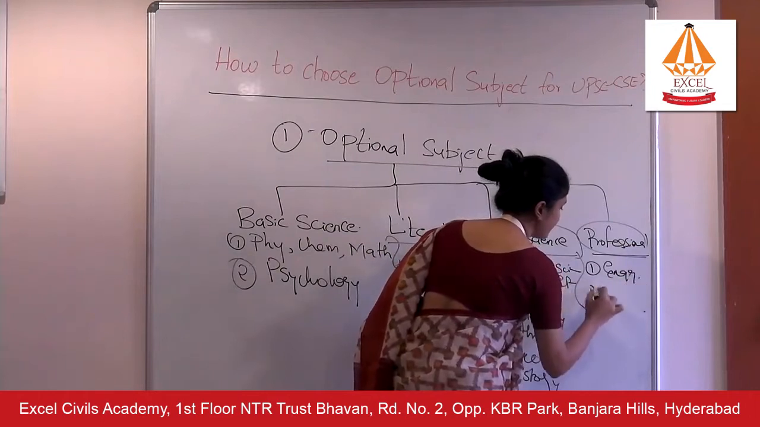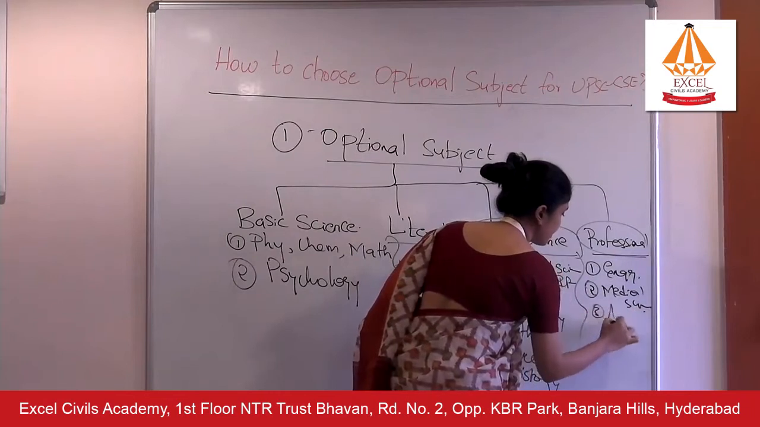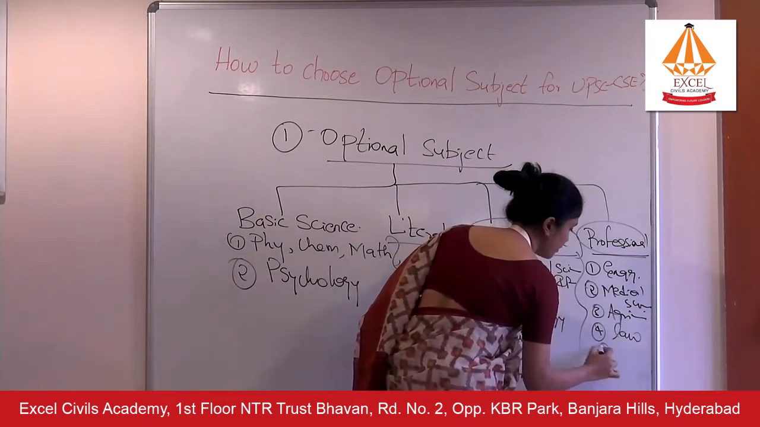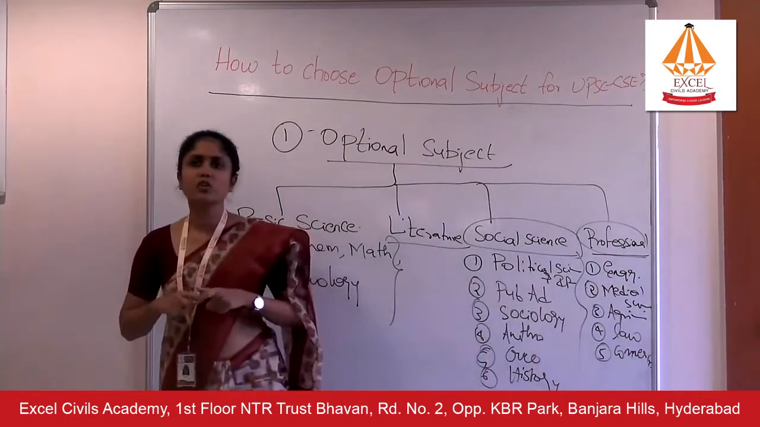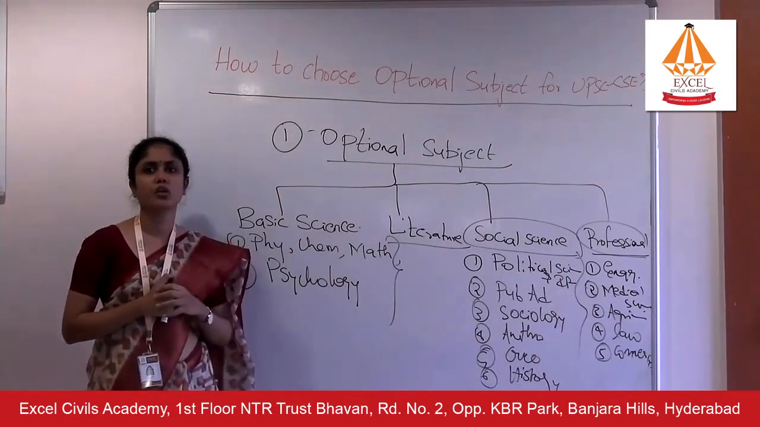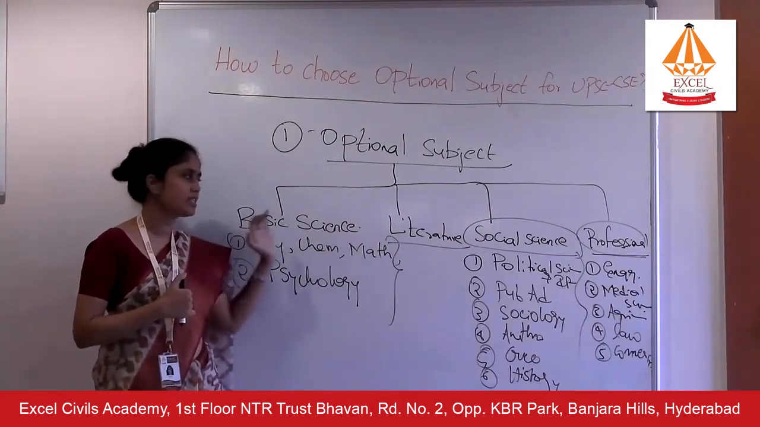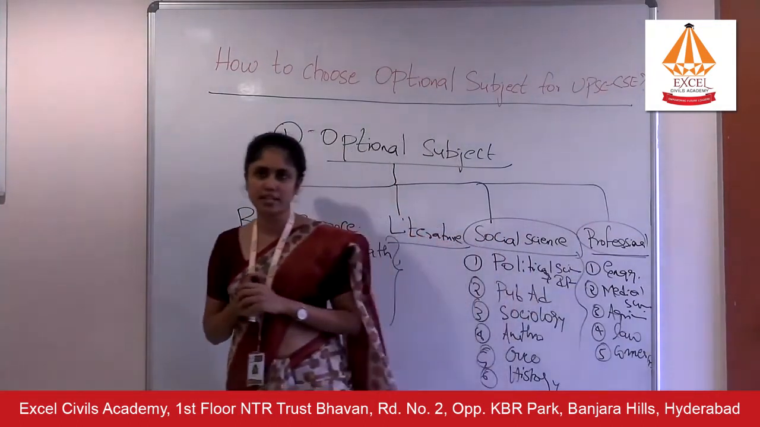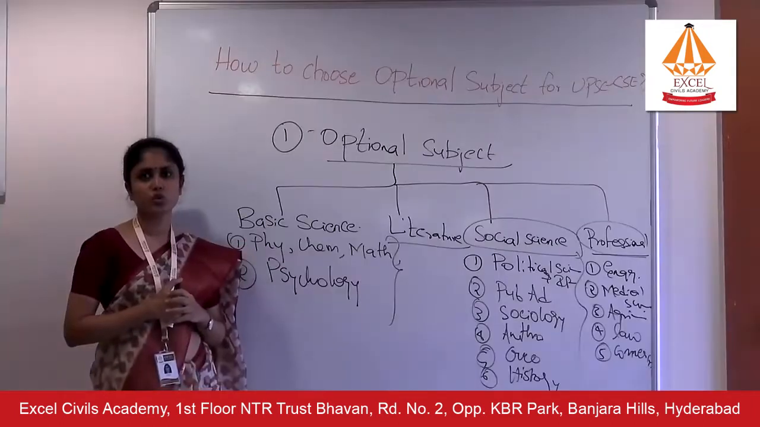Engineering, medical sciences, agriculture, law, commerce. Now, these are different optionals which are given by UPSC, and you can choose any one of these optionals. Okay, you have your basic science optionals, you have your literature optionals, social science optionals, and then you have your professional degrees. Now, there are a huge number of subjects that you can choose from.